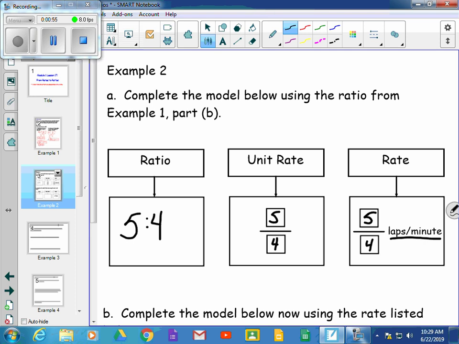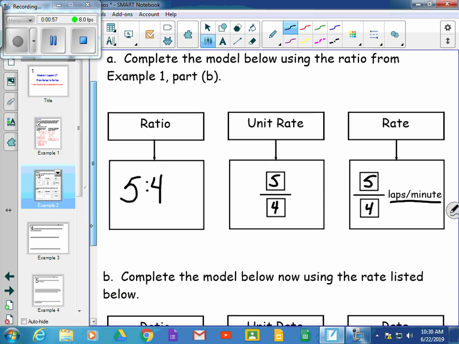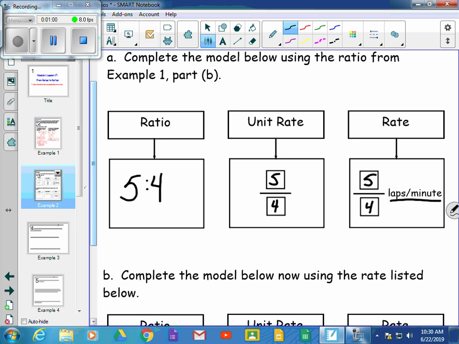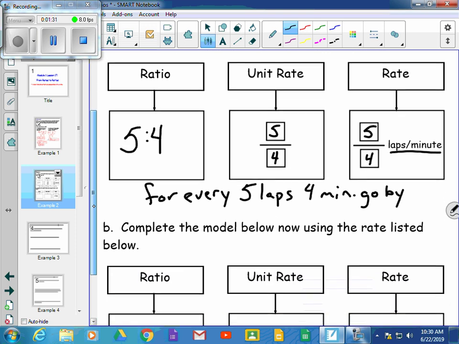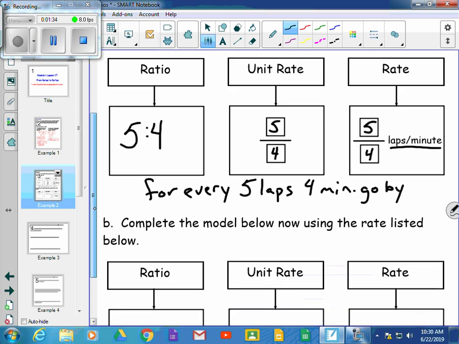Now, if you think about this, if you go back to the ratio, since we've studied ratios, think about what the ratio means. We talked about ratio language before. When we did, we used the words for every. So we might think of it as for every 5 laps, 4 minutes go by. Or we might say it takes 5 laps for every 4 minutes of running. That's going to be very important to our next examples, to think about what the ratio and the unit rate and the rate mean.